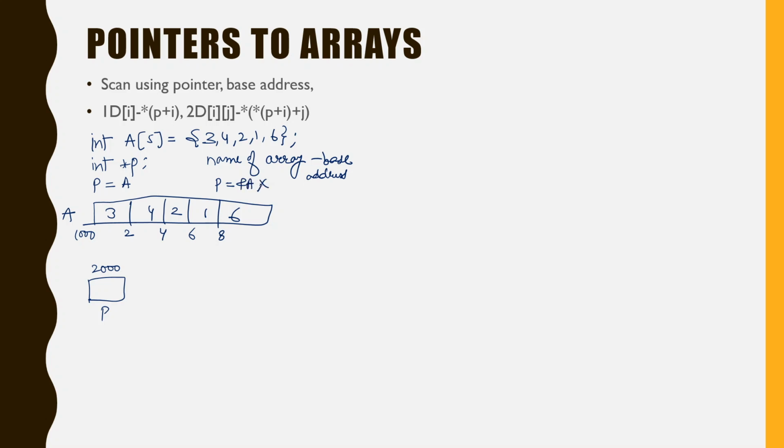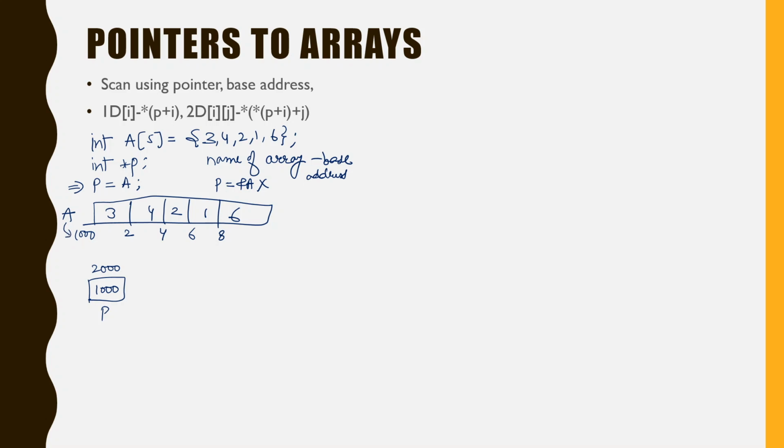This is not required, because the name of the array itself denotes the base address. So in the case of an array, the pointer variable can be assigned directly with the help of the name of the variable. Now as soon as I execute this statement, the base address of the array, which was 1000, comes to this p.